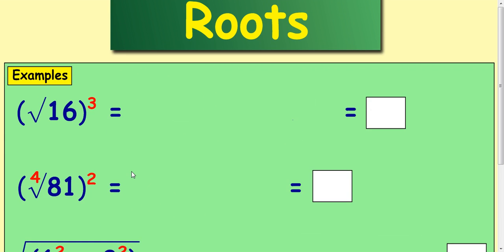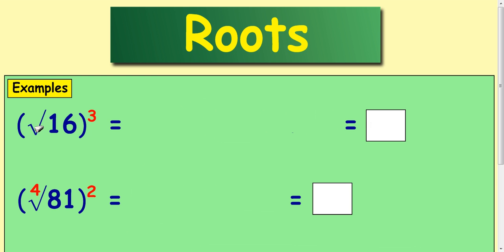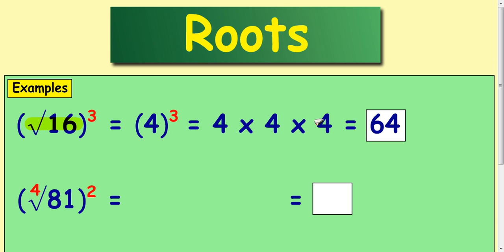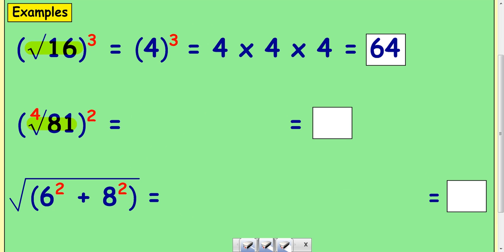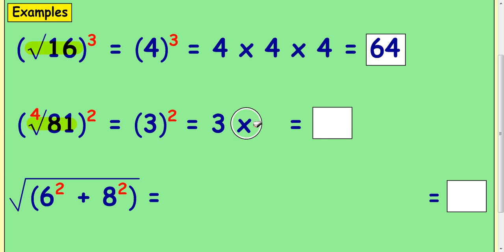Okay, let's look at these last 3 examples. So what we have to do here is work out the square root of 16 cubed. Now, do the inside of the bracket first, and then cube your answer. So, square root of 16 is 4. So really what you're doing there is 4 to the power 3. That's 4 times 4 times 4. 4 4s are 16, times 4 is 64. You can write a summary if you need to do that. Okay, and the second one here, do inside the bracket first. So the fourth root of 81 is 3, so 3 squared, 3 times 3 is 9.